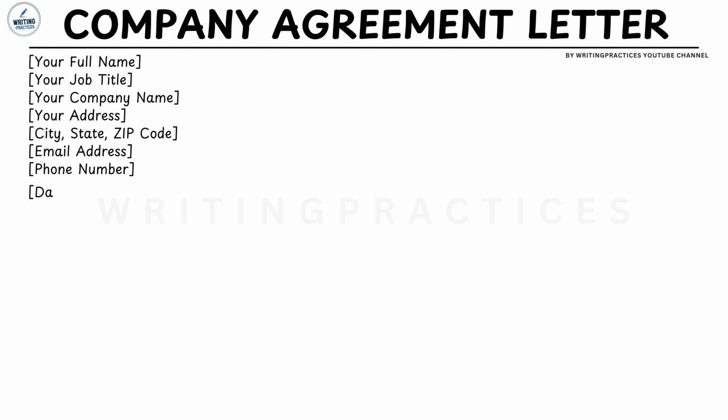Date. Insert the date on which you're writing the letter. This serves as a reference point for both parties and is crucial for record keeping. For instance, January 8, 2025.